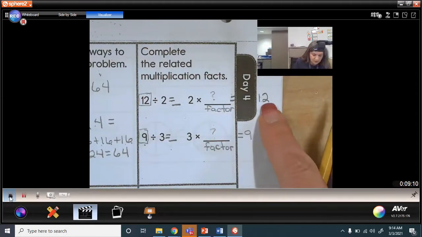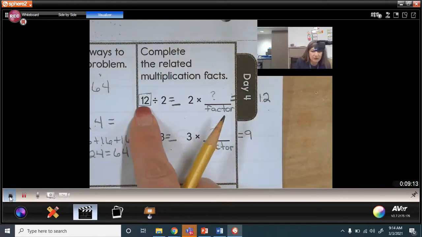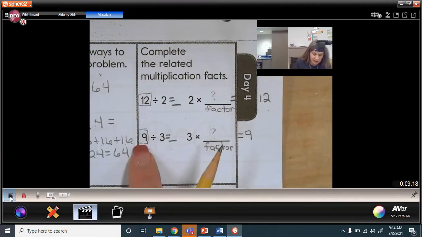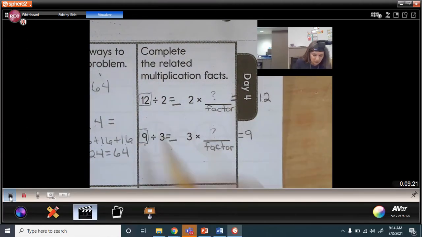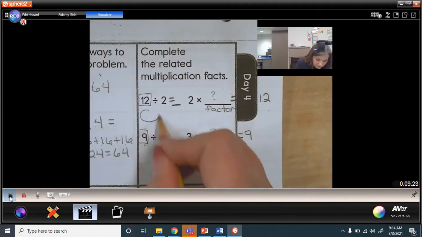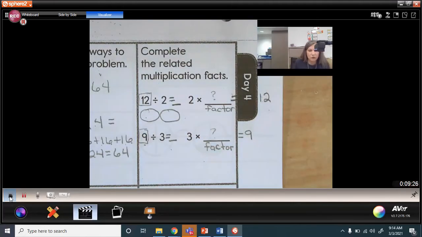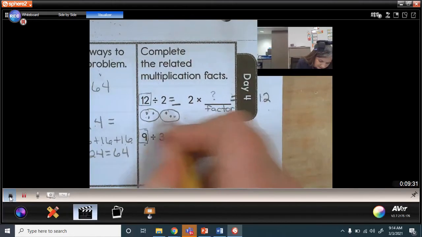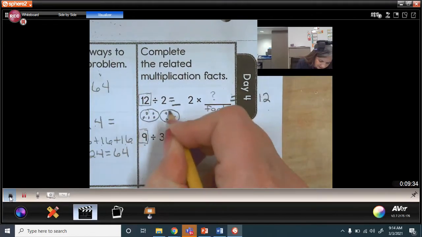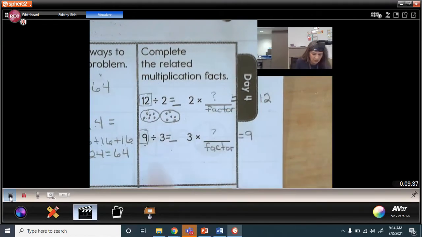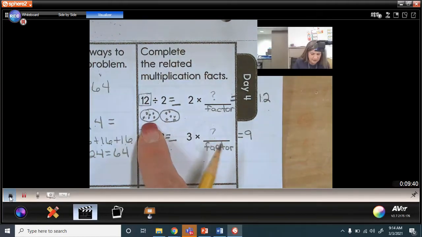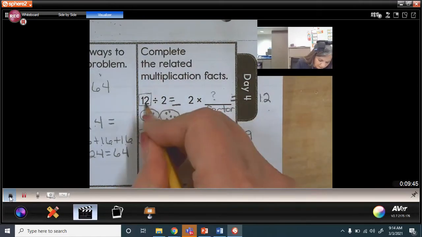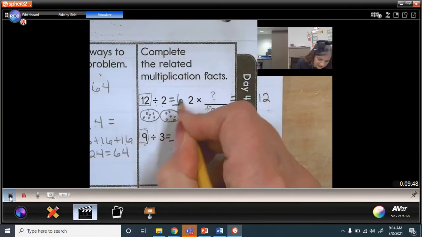So product, we get that from the dividend here. And now we can find our missing factor. So if I take 12 objects and I put them into 2 equal groups, I would have 1, 2, 3, 4, 5, 6, 7, 8, 9, 10, 11, 12. Well, how many is in this group? 6. How many is in this group? 6. So when I take 12 objects and I put it into 2 groups, I get 6 in each group.